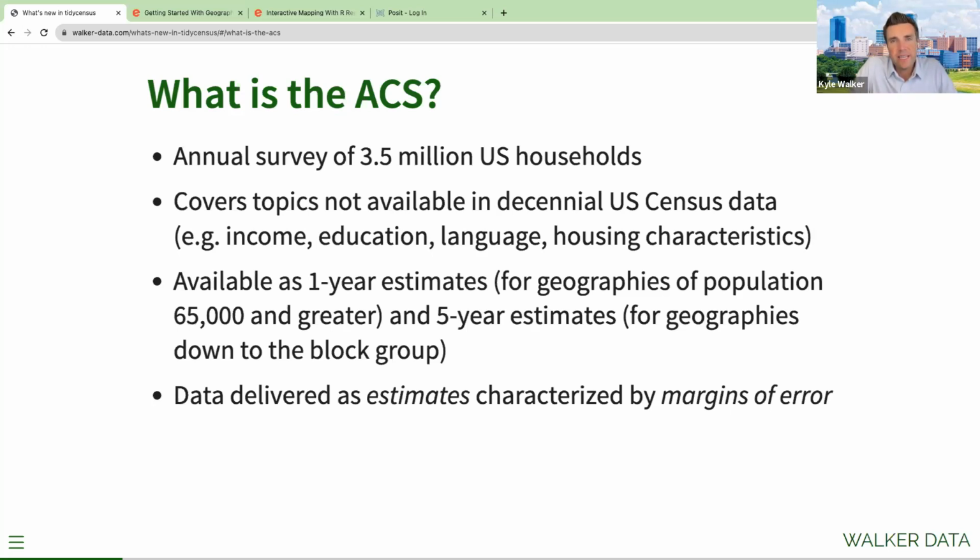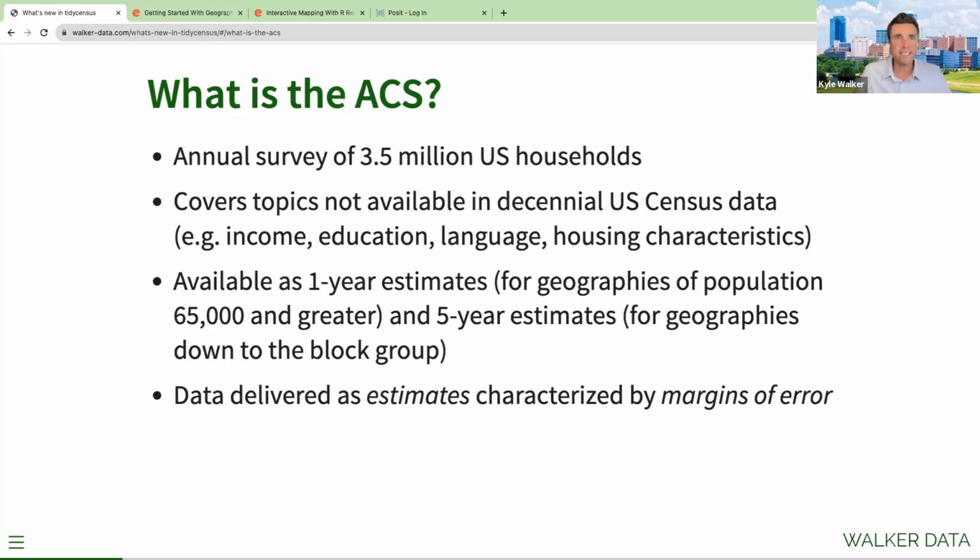So the American Community Survey then is conducted annually throughout the year, and then it's released in 2 flavors. The 1-year American Community Survey is what we're covering today. That's where you get the ACS for a single year, but you only get it for geographies of population 65,000 and greater, which is an important characteristic that we're going to be digging into in just a moment.